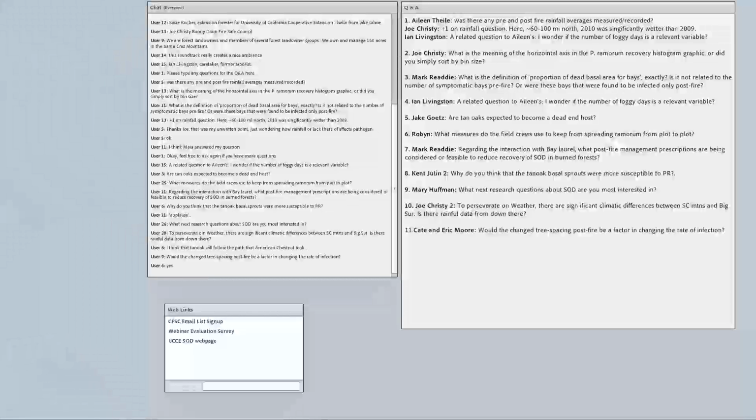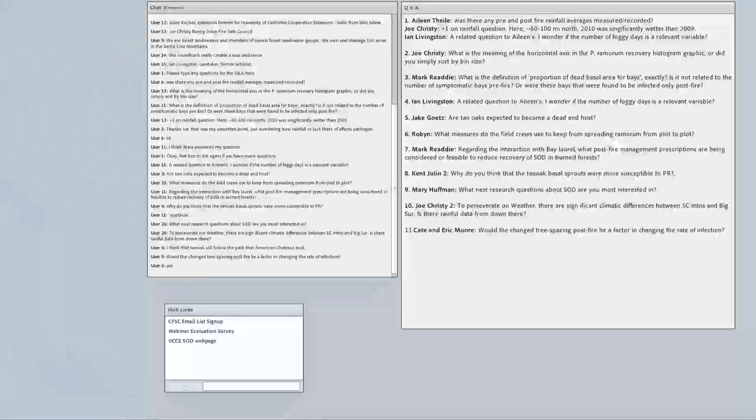So it doesn't surprise me that the tan oak sprouts are very susceptible to getting infected, but it makes the question of why we aren't seeing ramorum in the bay laurel basal sprouts all the more interesting, because research from that same group up in Oregon also showed that bay laurel basal sprouts and new growth are susceptible to infection, but we weren't seeing that. We were getting these other Phytophthora species from the bays, but not ramorum.